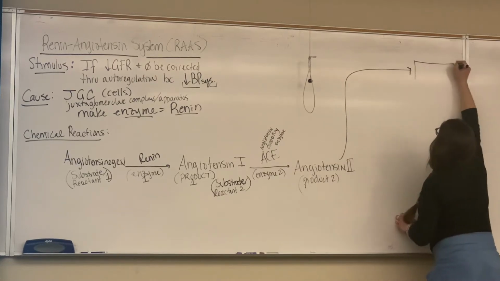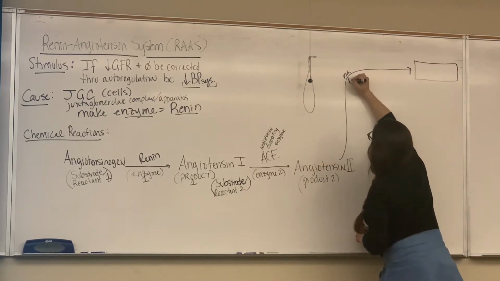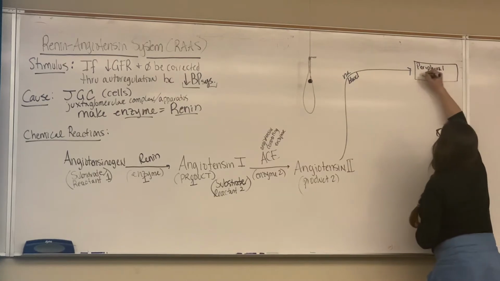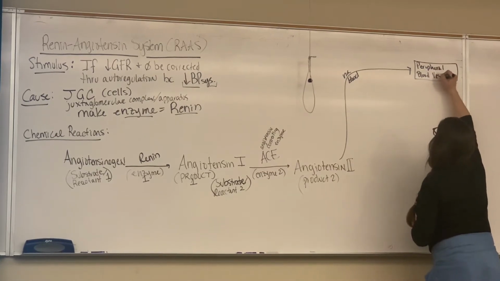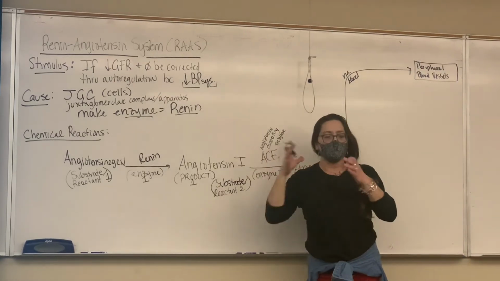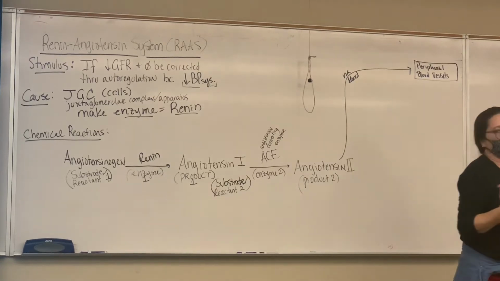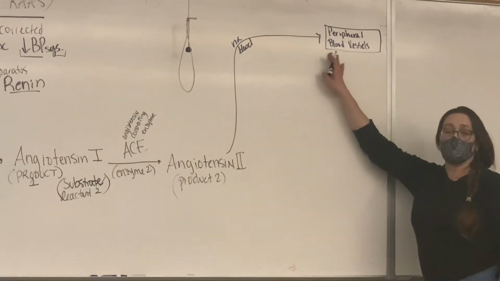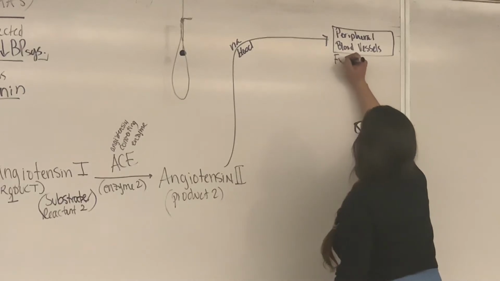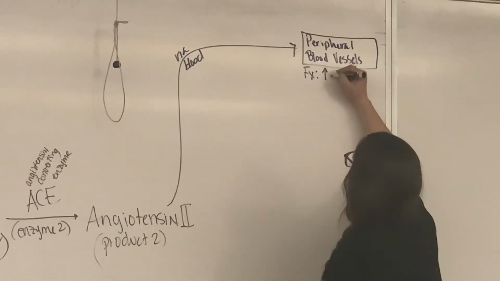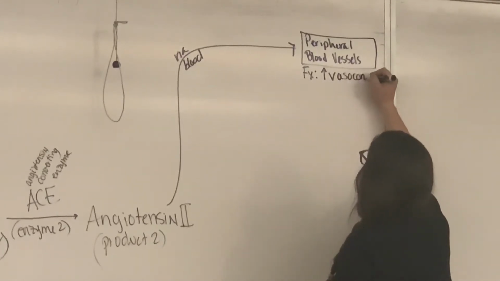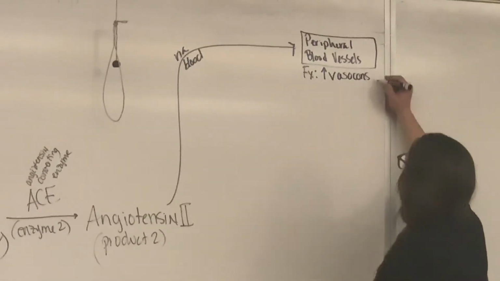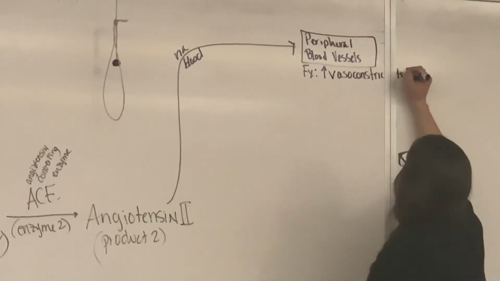is it will travel through the blood. So I'm going to put via the blood. And it will go to your peripheral blood vessels. And I put peripheral blood vessels up here just so you don't think that it's only working at the kidney or at your arterioles, okay? It targets blood vessels throughout your body. And what angiotensin 2 can do to your blood vessels is it will cause them to vasoconstrict. And again, that's why I put peripheral here. We're not just talking about the little arterioles by the glomerulus. So it'll cause vasoconstriction.